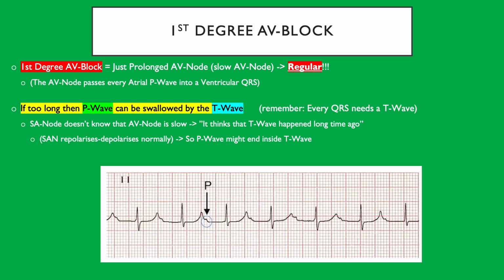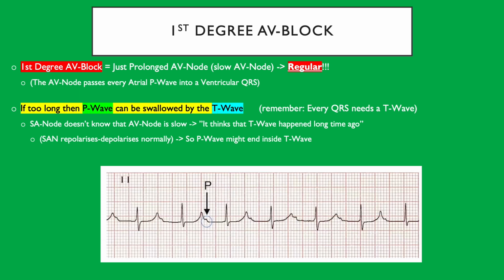Why? Because it's regular, and then it's just the prolongation of PR. If everything is normal, just PR is more than 5, because we know it's 3 to 5. For example, here it was always 8. Then it's first degree AV block, okay? That's it. First degree just means prolonged PR, done, okay? First degree means that the AV node is slow. It's not sick, it's just slow, okay? So first degree.